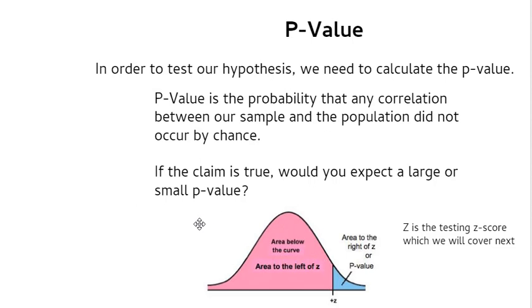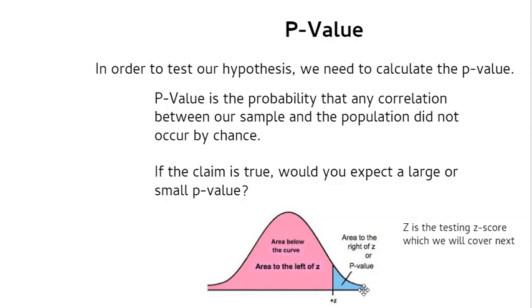Okay, so here's a new idea. It's called a p-value. There are a lot of things called p in probability, but this is the p-value. To test our hypothesis, we need to calculate the p-value. It's the probability any correlation between our sample and the population did not occur by chance. I think the picture is super helpful in understanding the p-value. I'm going to go to the picture to show you.